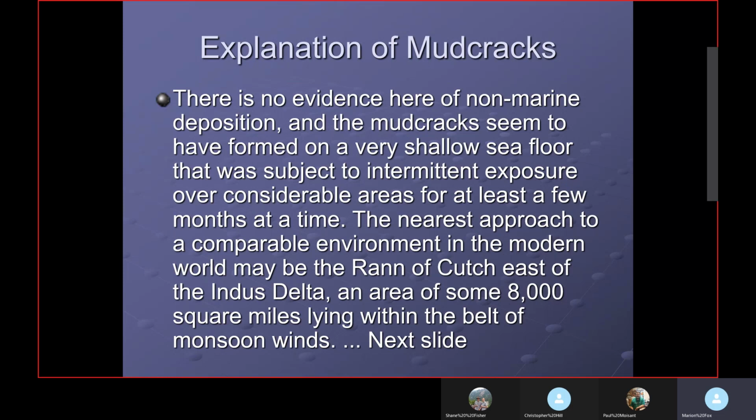And the mud cracks seem to have formed on a very shallow seafloor that was subject to intermittent exposure over considerable areas of at least a few months at a time. The nearest approach to a comparable environment in the modern world would be the Rann of Kutch, east of the Indus Delta. There's some 8,000 square miles lying within the belt of monsoon rains.